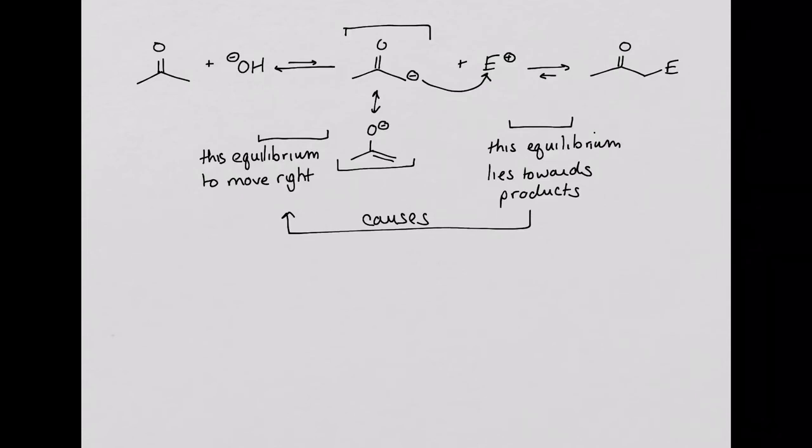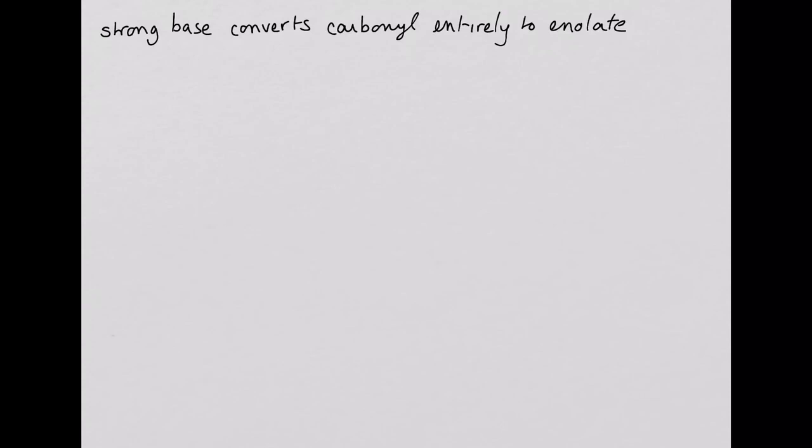In some cases, however, a small amount of enolate isn't enough. In these cases, we use a very strong base to convert the carbonyl entirely to enolate. Typically, the strong base that we use is called lithium diisopropylamide, abbreviated LDA. The structure of LDA looks like this.